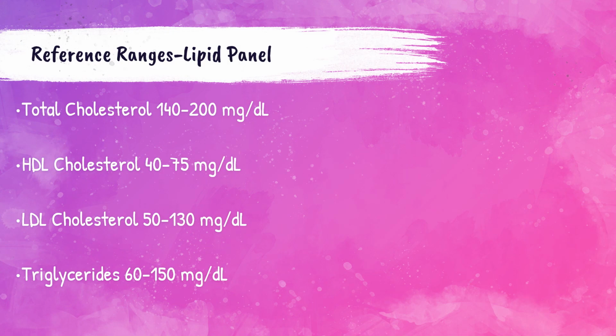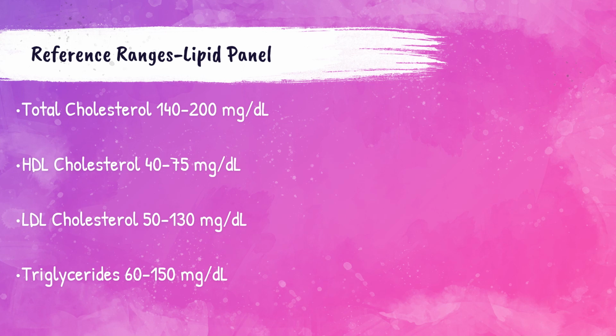So like with everything in clinical chemistry, of course we need to know normal reference ranges. When I say reference ranges, what I mean is that these are the expected ranges in a normal human population, and these vary just very slightly between each individual laboratory. So we have total cholesterol, HDL, LDL, and triglycerides.